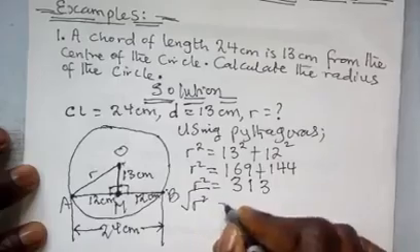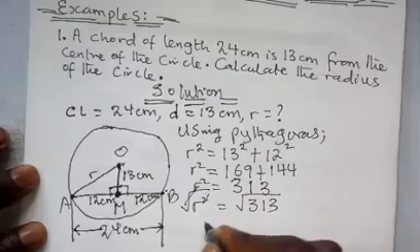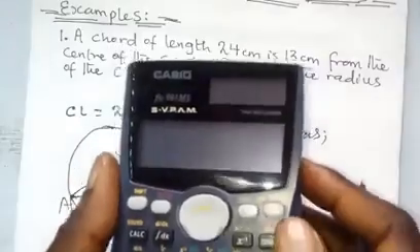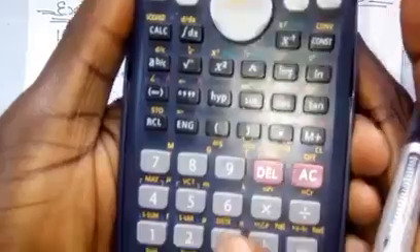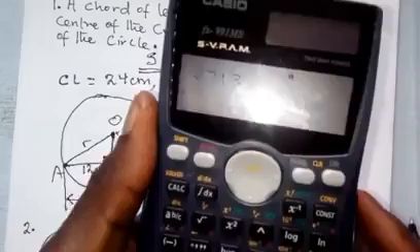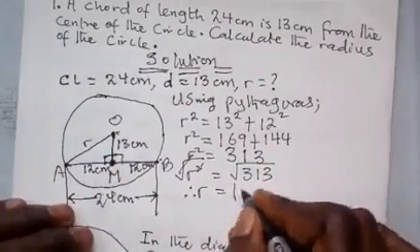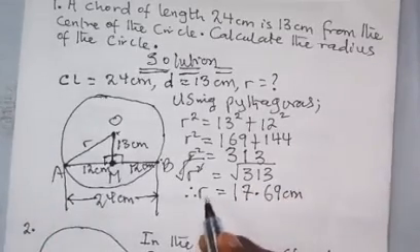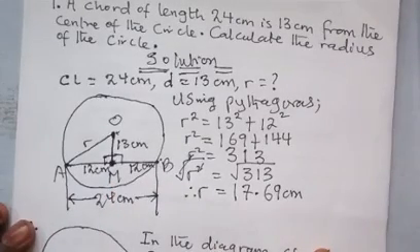Now, if we take the square root of both sides here, in order for us to remove the square of both sides, we cancel out this, and we'll have the final answer for R to become, at this point we introduce our calculator. In introducing our calculator, we are going to press square root of what? 313. If you do so, then you press equals to, you will have 17.69. So we are going to write that out, 17.69 centimeter, and that will give us the radius of this particular circle. I hope you are following me, and I believe you understand these steps.